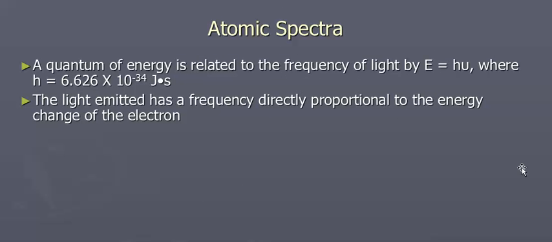A quantum of energy is related to the frequency by the equation E equals h nu, where E is energy and nu is frequency. The light emitted has a frequency directly proportional to the energy change. And in this equation right here, there is a direct proportionality between energy and frequency.